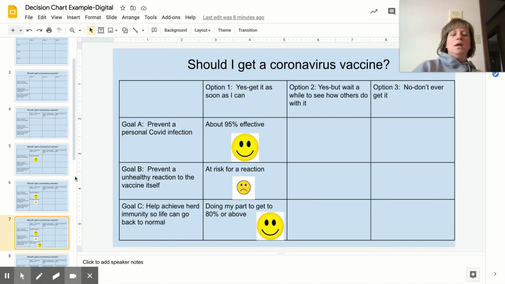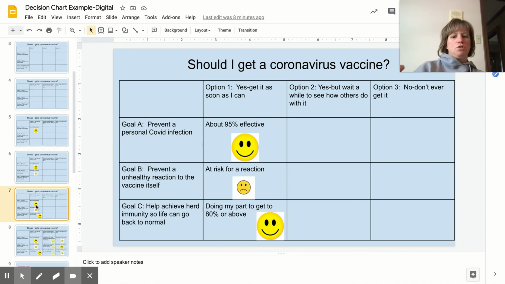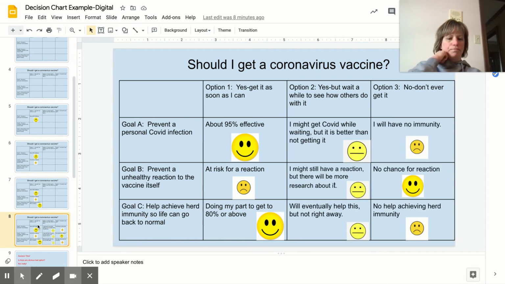Okay, so now you probably are picking up the pattern. So yes, if I get it, but I wait and see, will it prevent a COVID infection? If I wait and see, will it prevent a reaction to the vaccine, and so on. So I'm just going to show you my finished decision chart now. And you can see the decisions that I made. Notice that this whole row has medium faces because I'll help with herd immunity, but not right away. It's better than not getting a vaccine in terms of preventing COVID infection, but not right away. And then also I might have a reaction, but there'll still be more research. So maybe it's medium there.